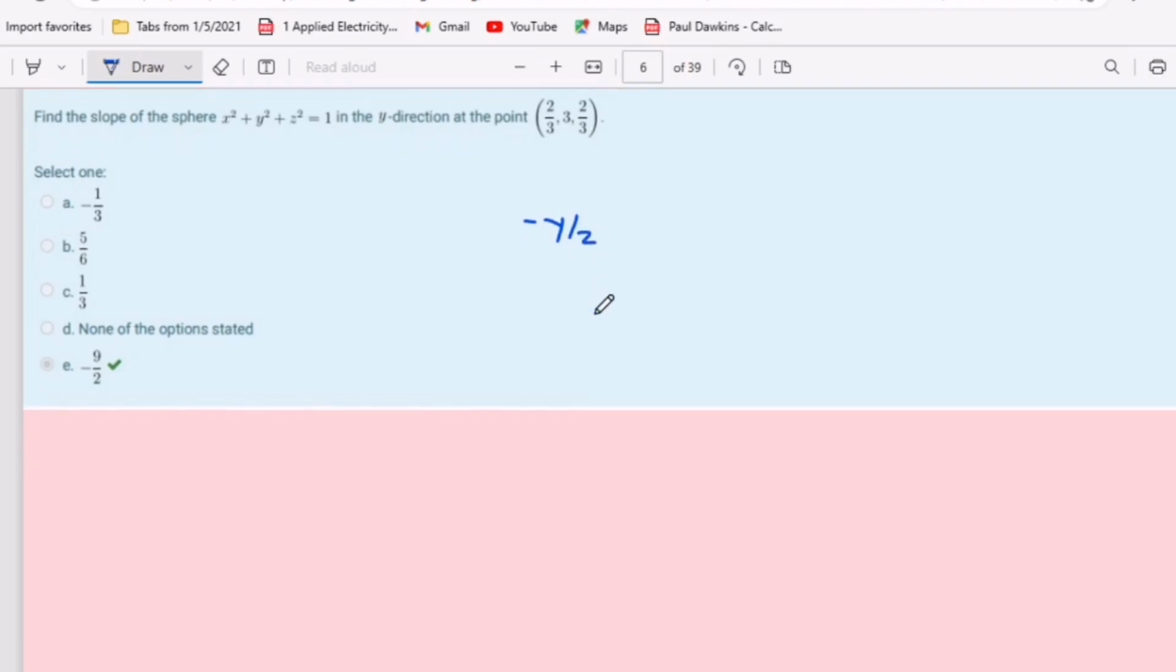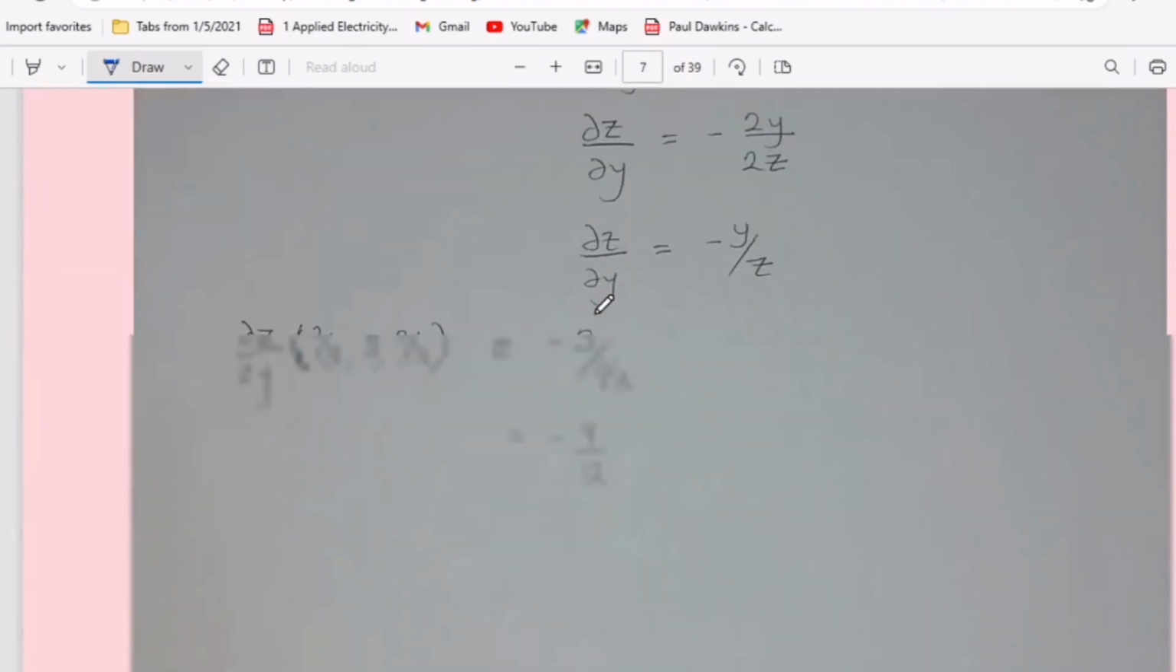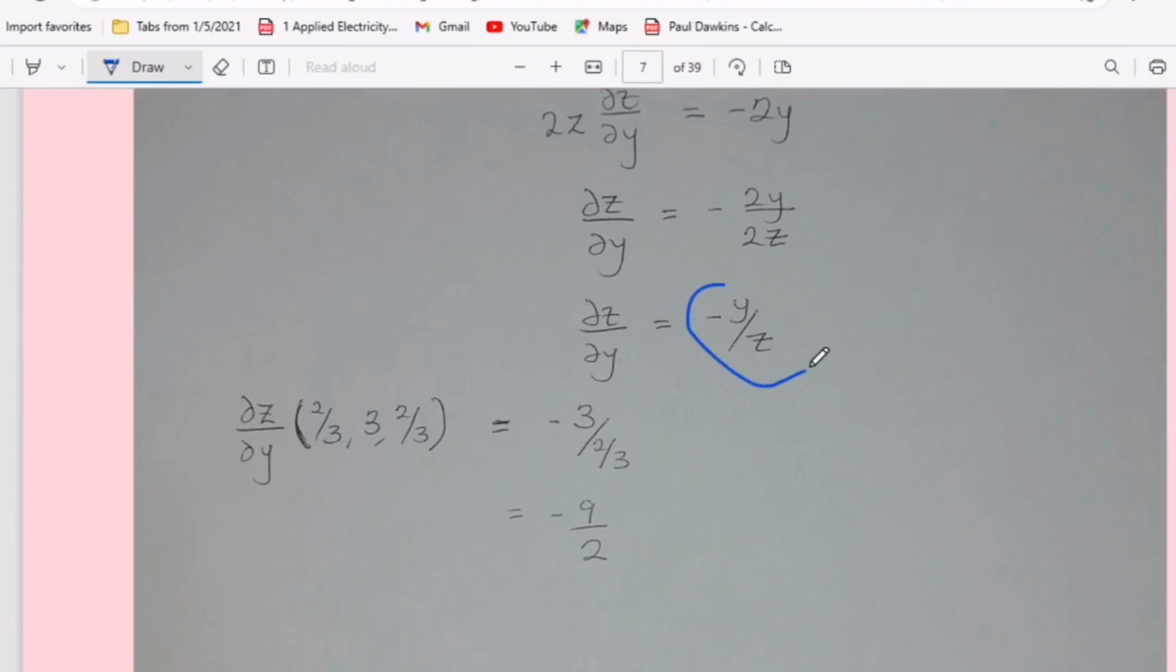Let me check. So negative y over z. Just put this in your head. So you take this as x, y, z. So negative y over what? Z. And that'll give you the answer. Simple. So always you should know that it's negative y. The slope of a sphere is negative y over z, and you get the answer.